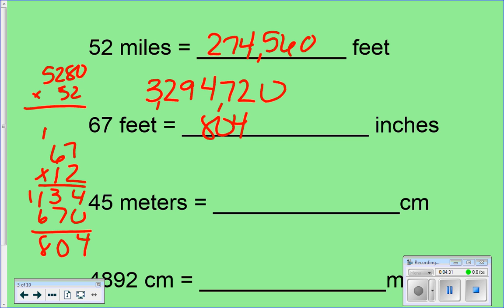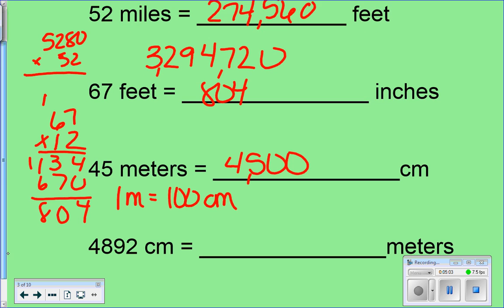Okay, meters to centimeters. Now this is another conversion that some of you might not know off the top of your head. How many centimeters are in 1 meter? Yep, 1 meter equals 100 centimeters. If you don't know that, you should probably write that down. That's one you should know off the top of your head. I have 45 meters. I want to know how many centimeters that is. What am I going to do? Yeah, 4,500. I'm going to multiply it by 100, and that's how many centimeters.